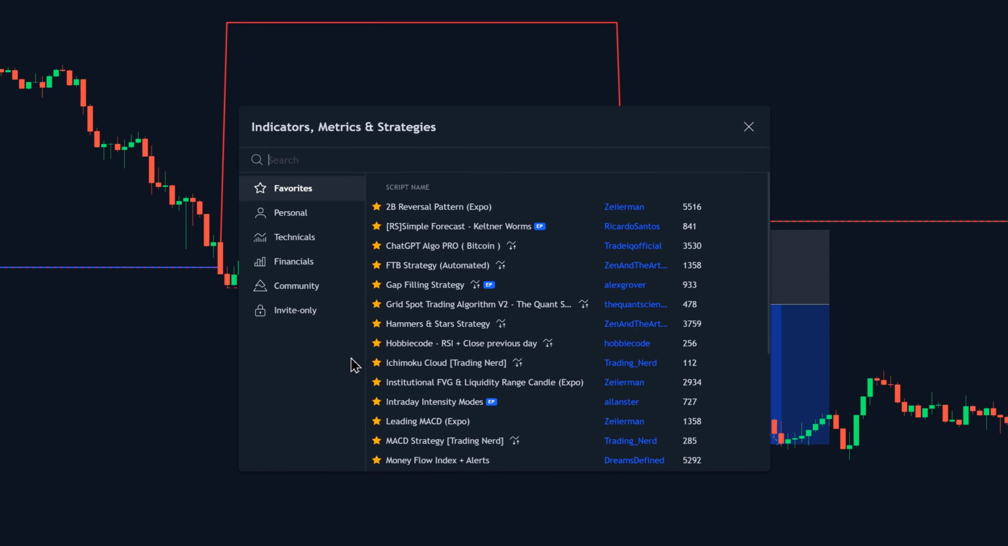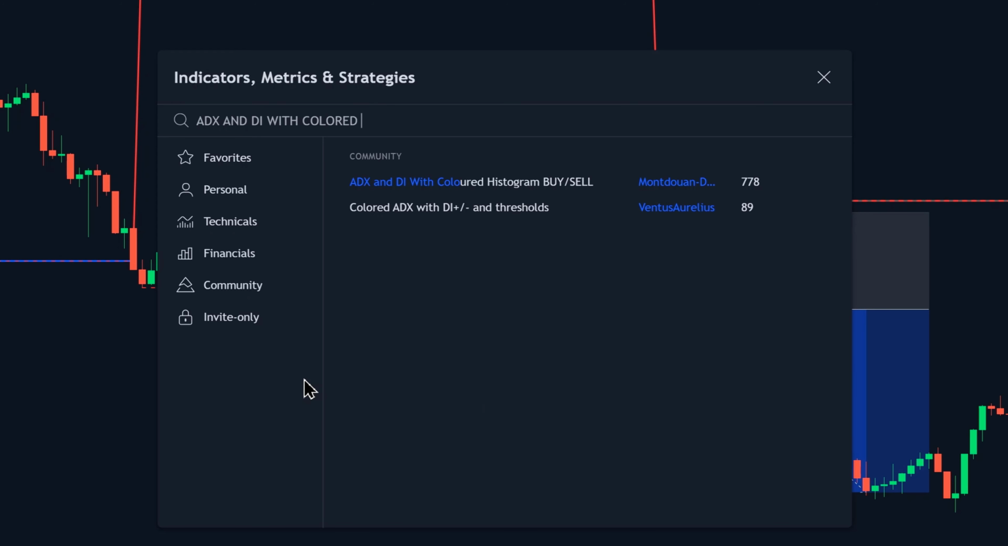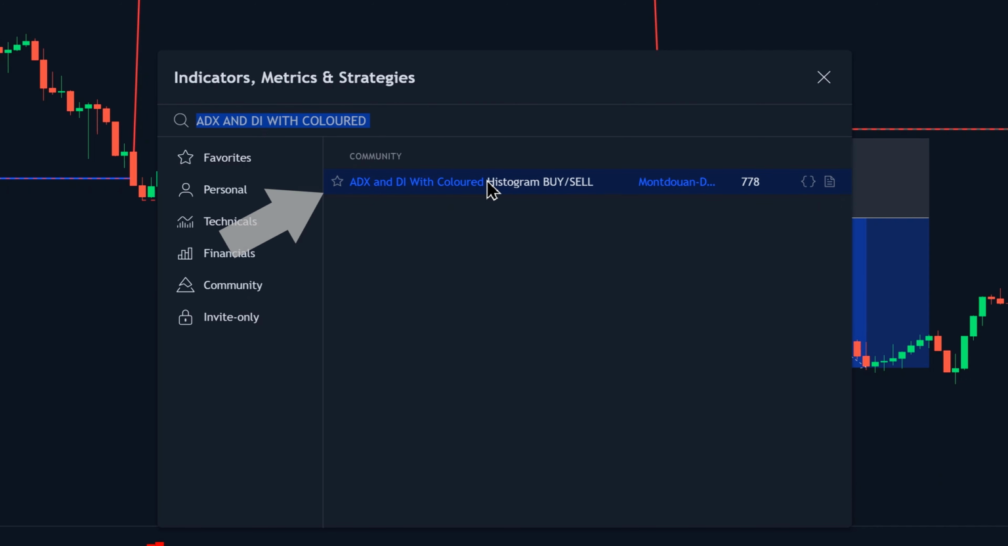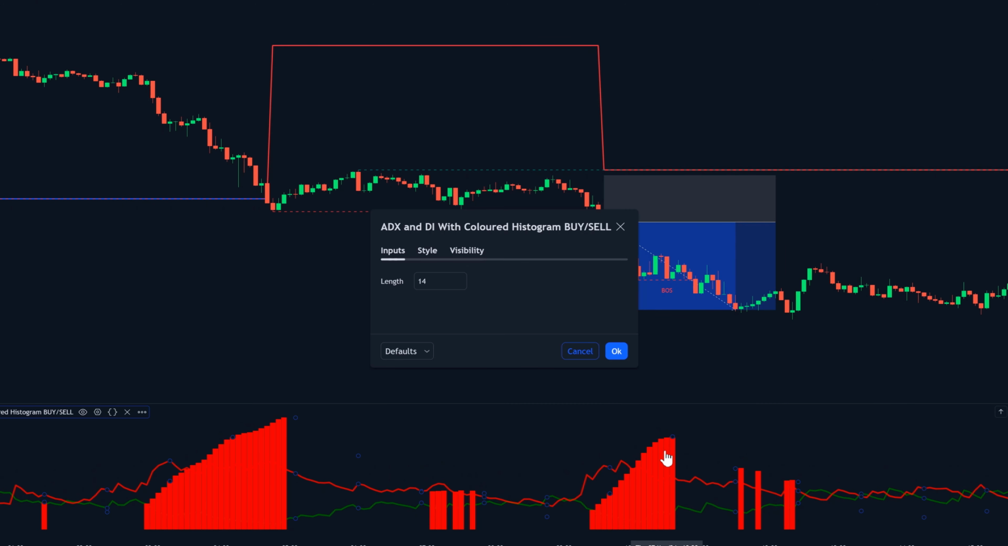On the indicator search tab, type in ADX and DI with colored histogram, and it's gonna be this one by this guy. Then double click on it so we can change some settings.